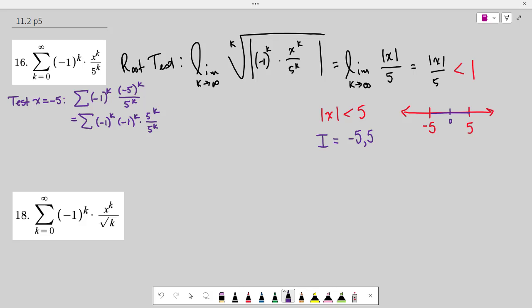What is -1 to the k times -1 to the k? Which is 1. Always 1. So this whole part right here just vanishes. This becomes 1, and 5 to the k and 5 to the k are equal. So this all simplifies to that. Does that converge or diverge?